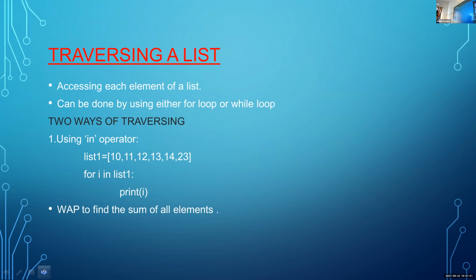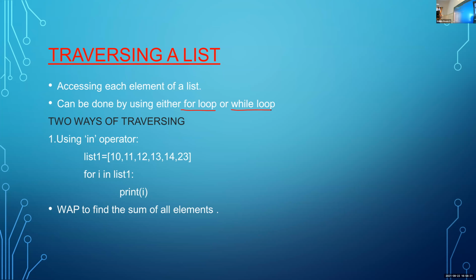So the next heading is traversing a list. Traversing a list means accessing each element of a list. It can be done by using either a for loop or a while loop.